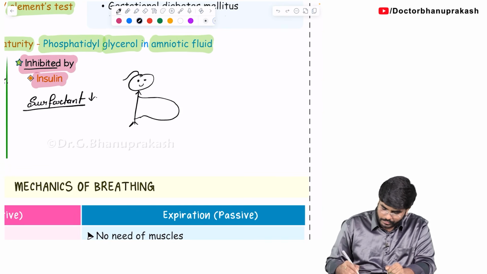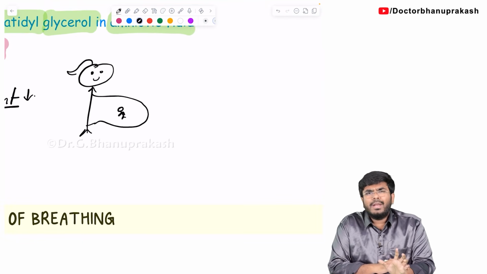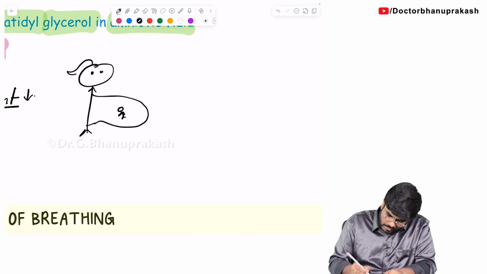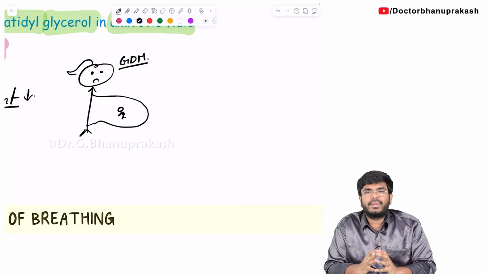Okay, now during her pregnancy, here is a baby, guys. Here is a mother. Now during her pregnancy, what happened? She developed a complication. See, now she is a little worried. What is this complication she developed? She developed gestational diabetes mellitus. During pregnancy, she developed GDM, gestational diabetes mellitus.